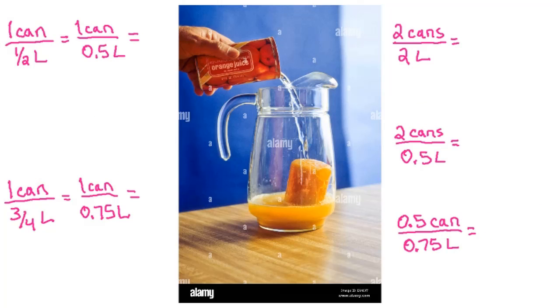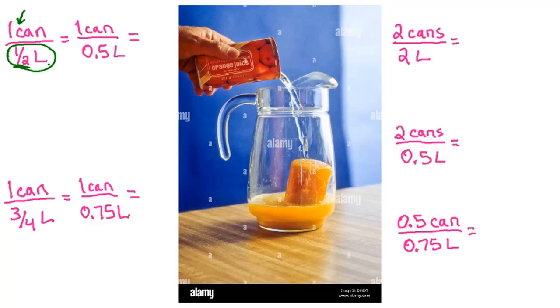Now, what if we don't have a whole liter of water in our orange juice that we're making? What if we use, like this top left example, what if we put 1 can of orange juice in, but we only put in half a liter? Well, we can't say that this has a molarity of 1 because a molarity of 1 would be 1 can in 1 liter, but we're not putting 1 liter of water in. We're only putting half a liter of water in.